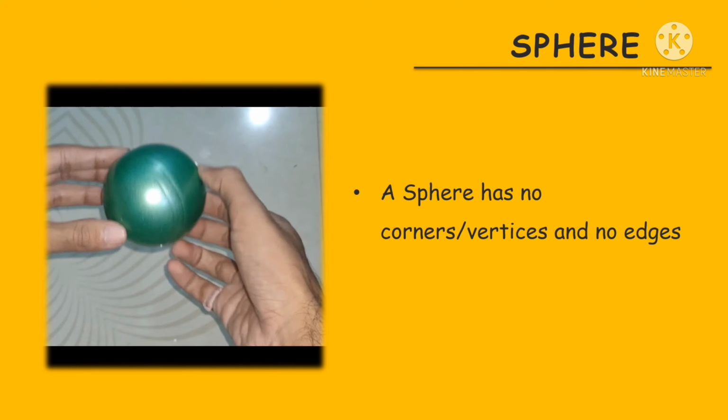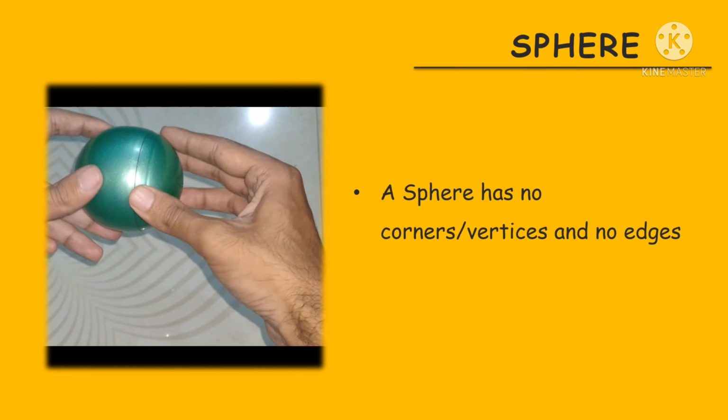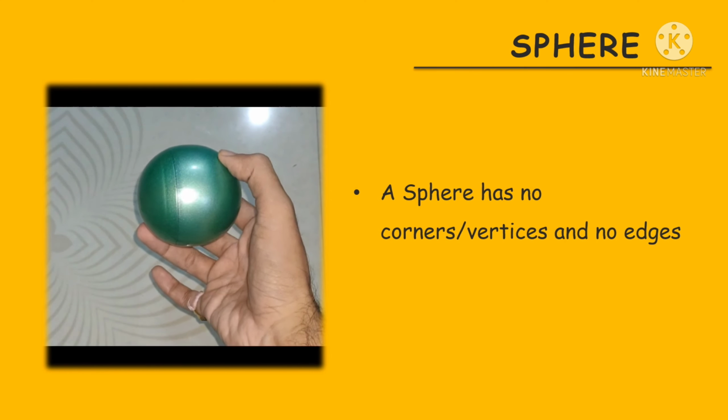This is a spherical object. As you can see, there are no edges and no corners. So a sphere has 0 corners, 0 edges.